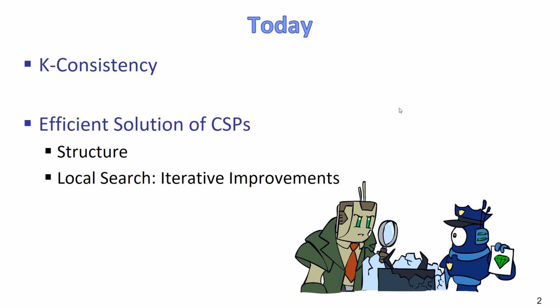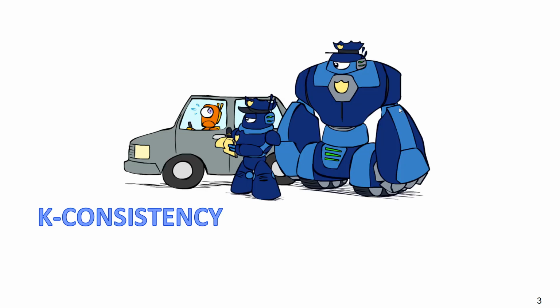Actually, one concept and two ideas. The concept is called K-consistency, which is a general concept when we extend the idea of arc consistency to more nodes. And then, inshallah, we'll talk about efficient solutions of CSP, especially when the structure of the constraint graph has a specific property. We'll see that we can find a solution much more efficiently than general CSP. And if we have time, we'll start to talk about iterative improvements.